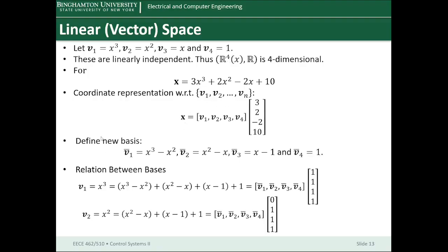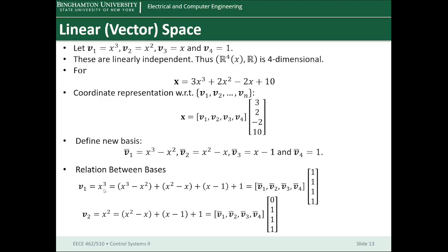Also, we can define a new basis. For example, v bar 1 equal x^3 minus x^2, v bar 2 is equal x^2 minus x, and v bar 3 is equal x minus 1, and v bar 4 equal 1. We can easily define each of these bases with respect to the other. For example, I want to define v1 with respect to v bar.